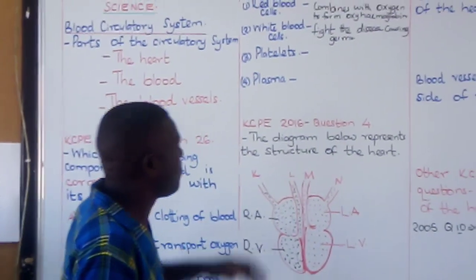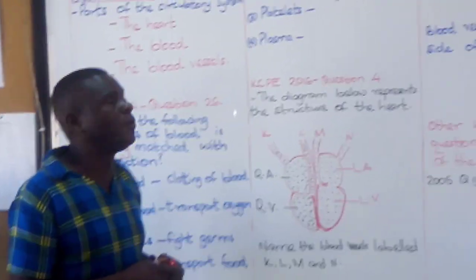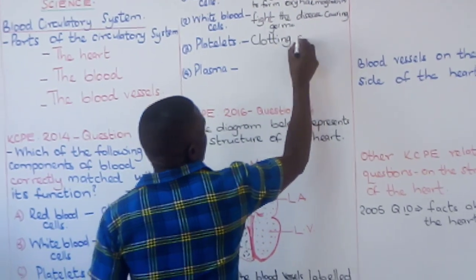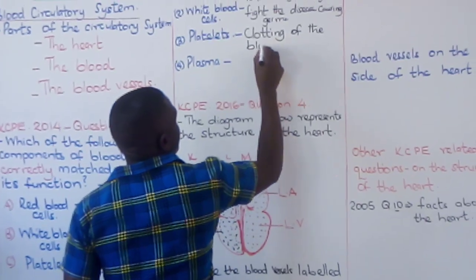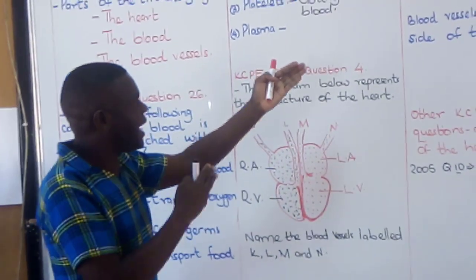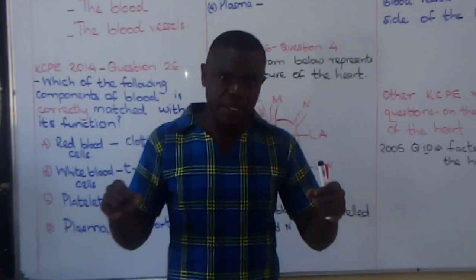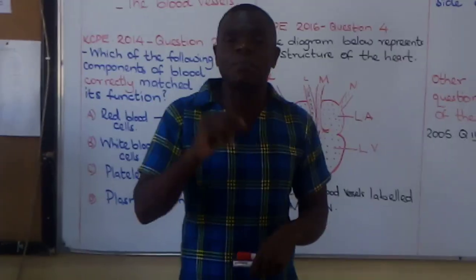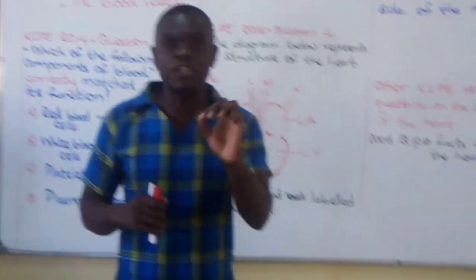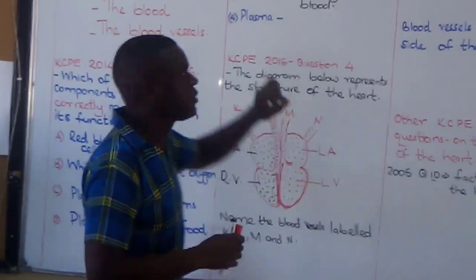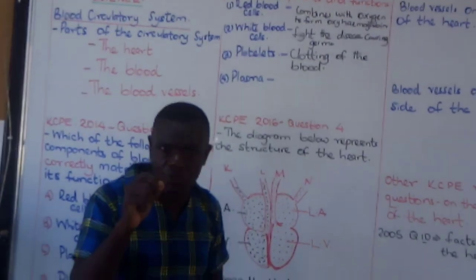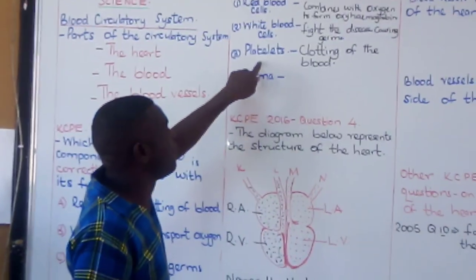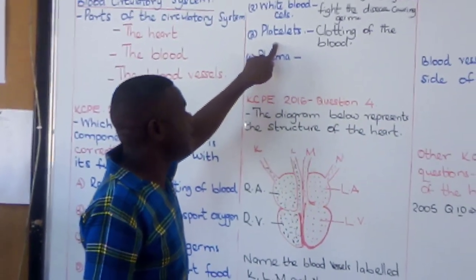Now let's look at the platelets. They help in the clotting of the blood. During injury or cuts, you realize that the blood begins to ooze or flow out from the tissue of the body. And for a short while, you find that the blood has stopped flowing. That stoppage of the flowing of blood on an injured place is called the clotting of the blood. The blood solidifies, it closes the wound, and so it stops flowing. So the part of the blood that helps in clotting is the platelets.